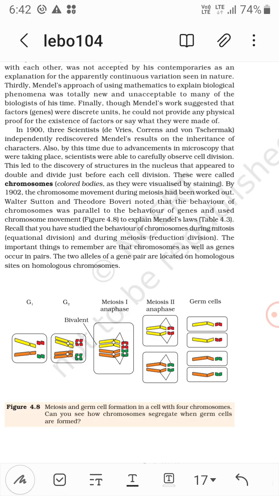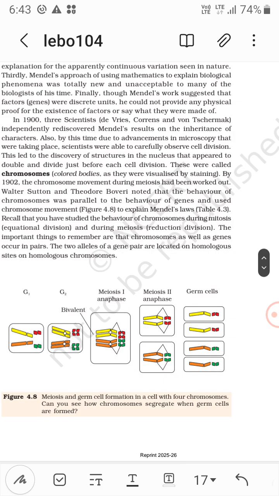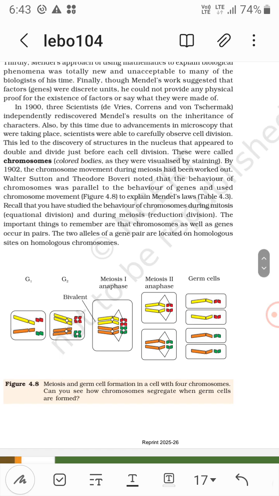By 1902, the chromosome movement during meiosis had been worked out. Walter Sutton and Theodore Boveri noted that the behavior of chromosomes was parallel to the behavior of genes, and used chromosome movement to explain Mendel's laws.